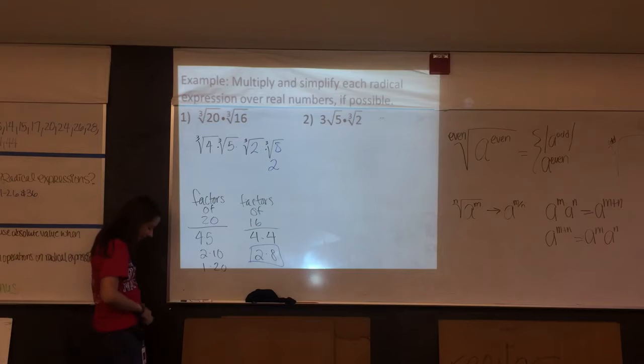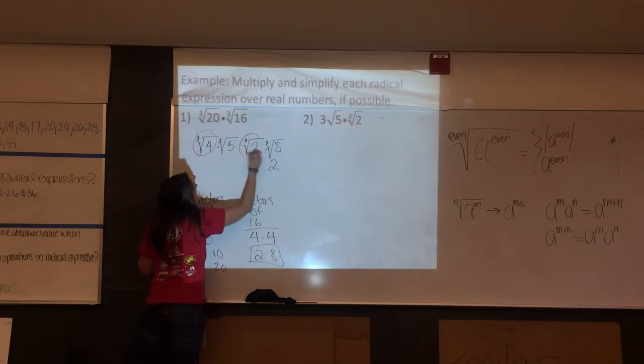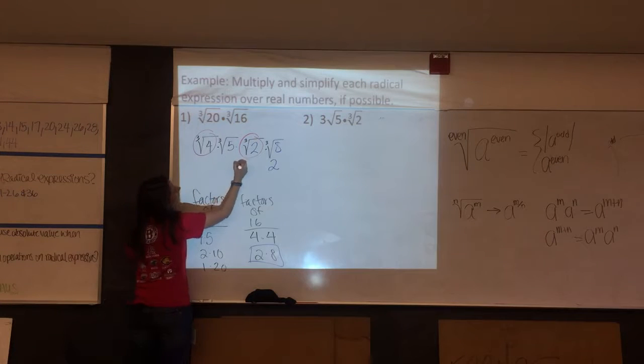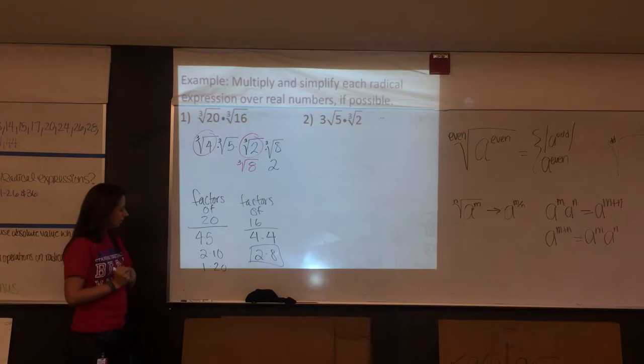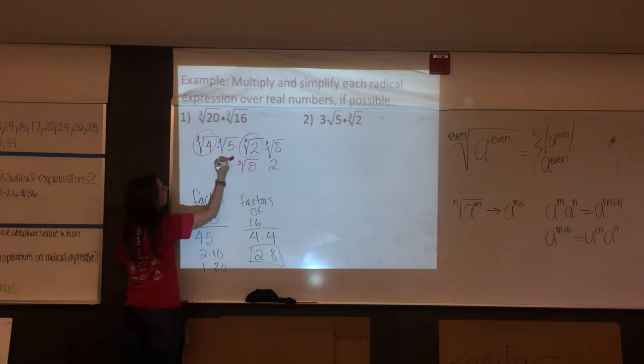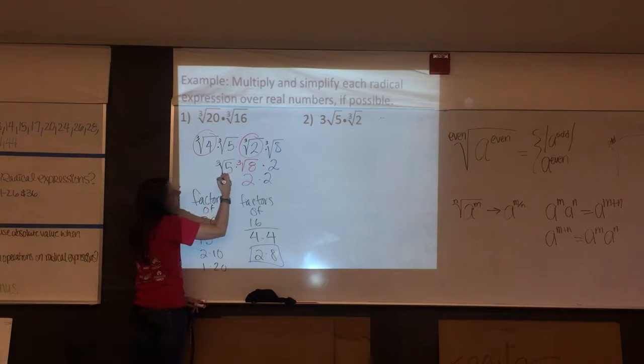Good. So if I take these two and put them back together, I can cube root 4 times 2, which is 8. But I couldn't cube root the 5, so I have to leave that one in there. What is the cube root of 8? Show me with your hand signals again. Good. So I have 2 times 2.